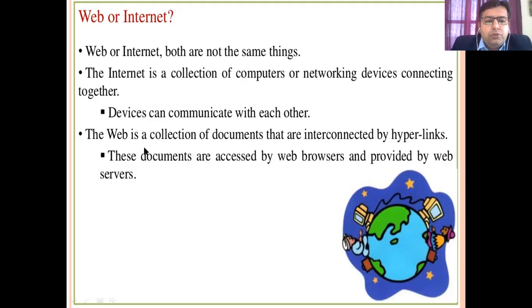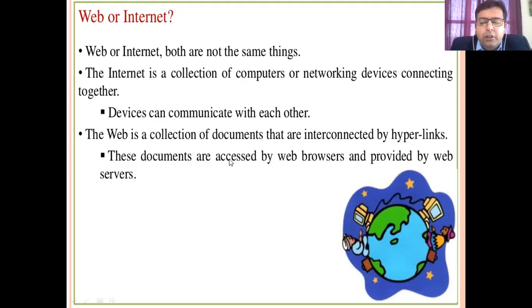And now, what is the web? The web is a collection of documents that are interconnected by hyperlinks. These documents are accessed by web browsers and provided by web servers. So basically, the web is a collection of documents, meaning web pages contain so many things. Hyperlinks are there, and based on the hyperlink you are redirected to a particular web page, which you access through the web browser, and these web pages contain so many documents, text, media, and other files.